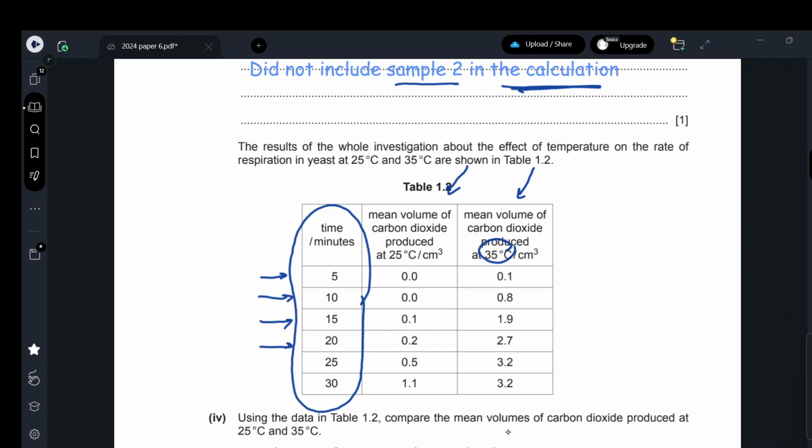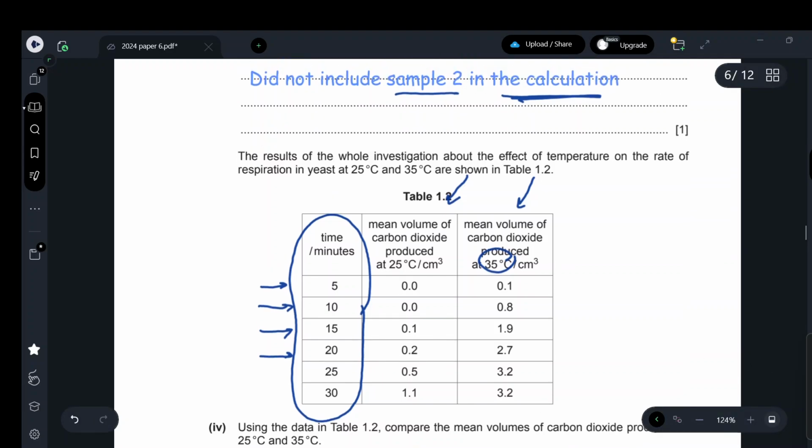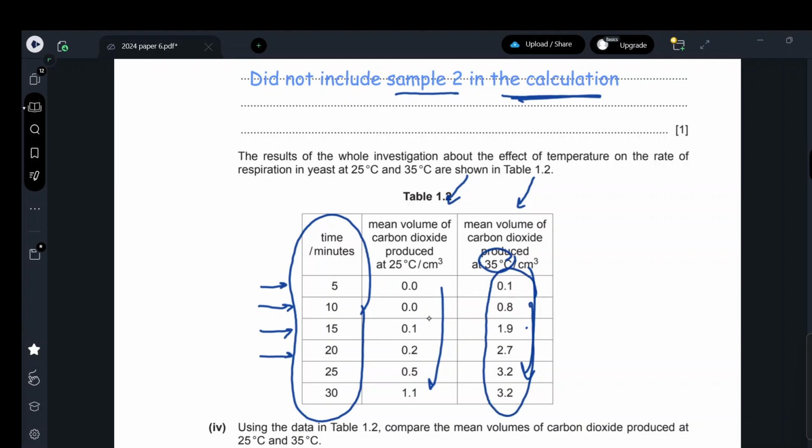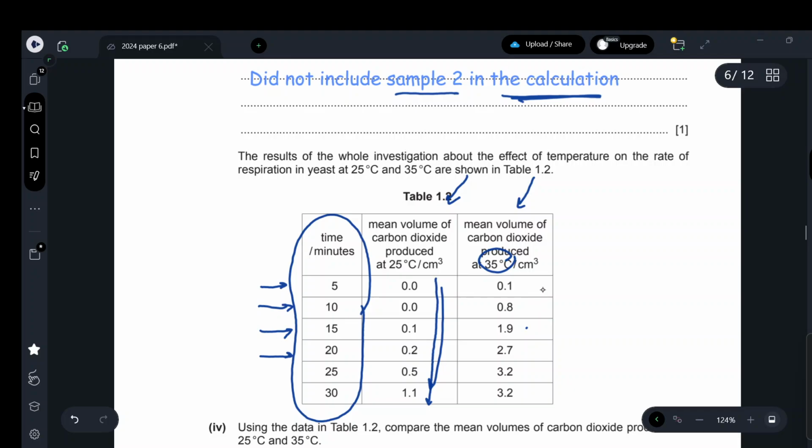Using the data, compare the mean volumes at 25 and 35. Compare. What is a comparison that you can see? For both of them, the volumes increase with time. Of course, at 35 degrees, the numbers are always higher than at 25 degrees Celsius. At 25 degrees Celsius, it continues to increase, while at 35 degrees Celsius, it increases and then it levels off. It becomes constant.